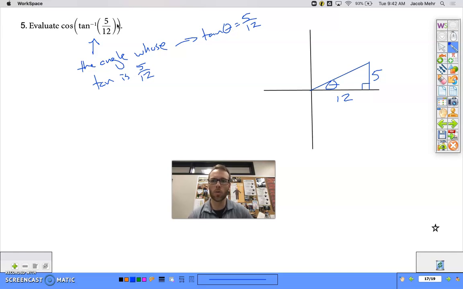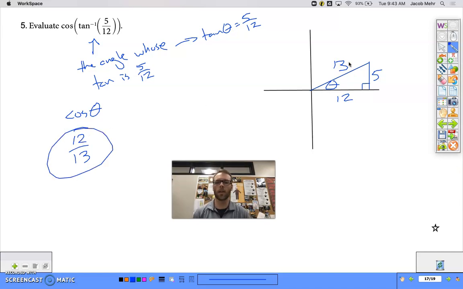So we want the cosine of this angle. So we want the cosine of theta. To find cosine, we need to know hypotenuse. Again, you could use the Pythagorean theorem. Hopefully you guys recognize this is a 5, 12, 13 Pythagorean triple. Very good. And the cosine of theta is 12/13, adjacent over hypotenuse.